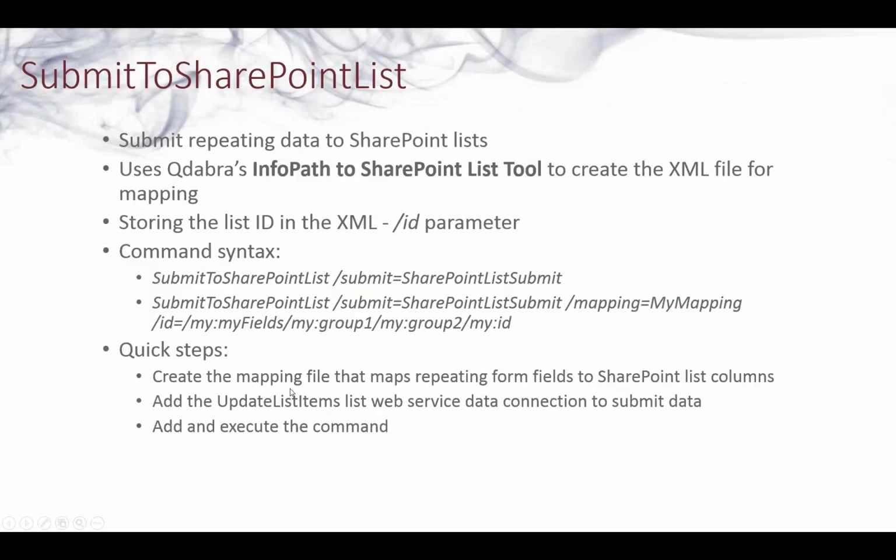Okay, so some quick steps in configuring your InfoPath form to be able to use this command to submit to the list. Again, you're going to create the mapping file, and that is done via the InfoPath to SharePoint list tool that I'm going to show you really soon. So again, that mapping file tells which field goes to which column in the list. And then you're going to add the update list items web service as a submit data connection. That's the one responsible for submitting and updating the list items. And then finally add the qRules command, call it via a rule, maybe in a button. And that's actually what we're going to show today, using the command in a button.